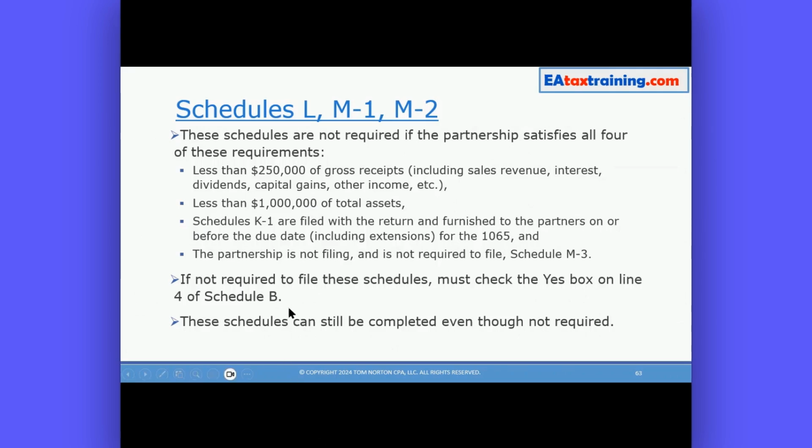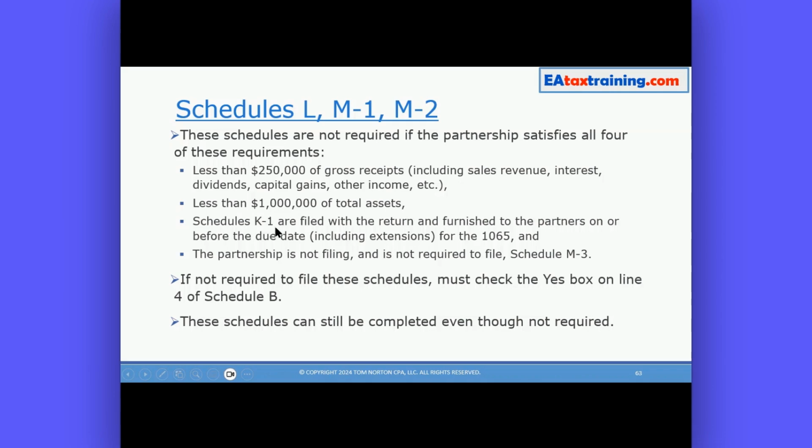Schedules L, M1, and M2 are not required for all partnerships. So you do not have to file these forms if you satisfy all four of these requirements. You've got less than $250,000 of gross receipts, and gross receipts include sales revenue, interest, dividends, capital gains, and other income. So even though interest, dividends, capital gains, those are separately stated items, they're not on page 1, they are included when we're trying to figure out gross receipts here. So you have to have less than $250,000 of gross receipts, and you have to have less than $1 million of total assets on your books.